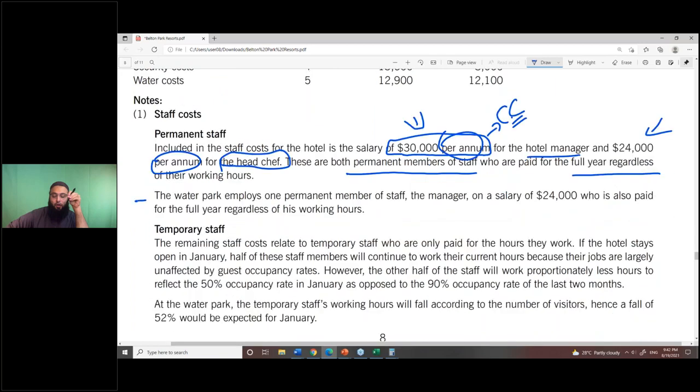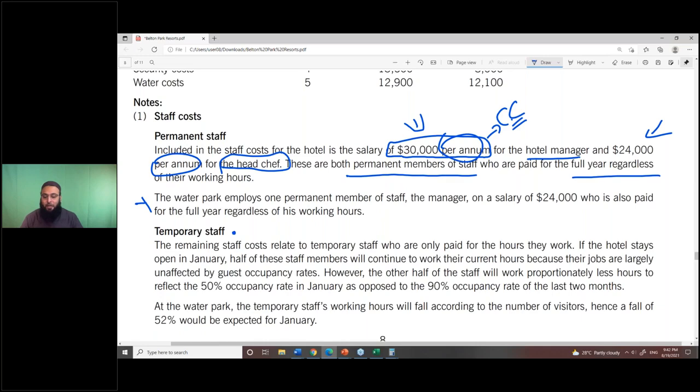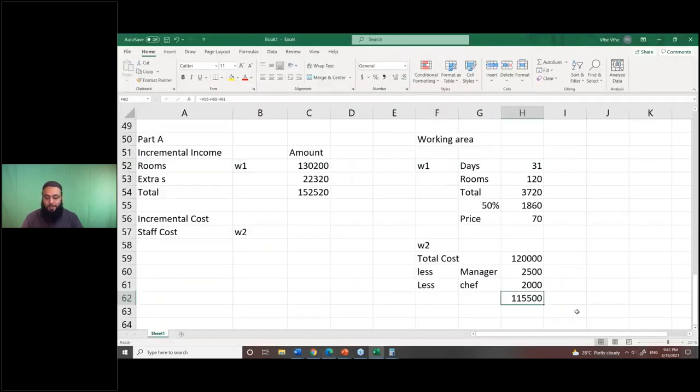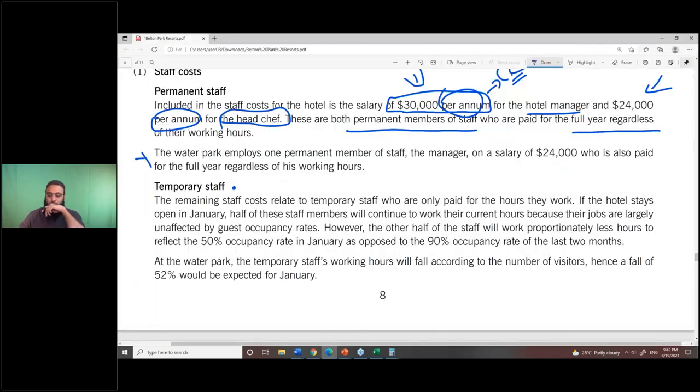That's for you people. Now, this staff cost includes temporary staff as well. So once I've excluded the permanent staff here, this basically remains the cost for temporary staff. So this is the temporary staff cost left now. Let's see what it says. The remaining staff costs, it says remaining, so that's 115, relates to temporary staff who are only paid for the hours they work. Okay, who are only paid for the hours they work, right?